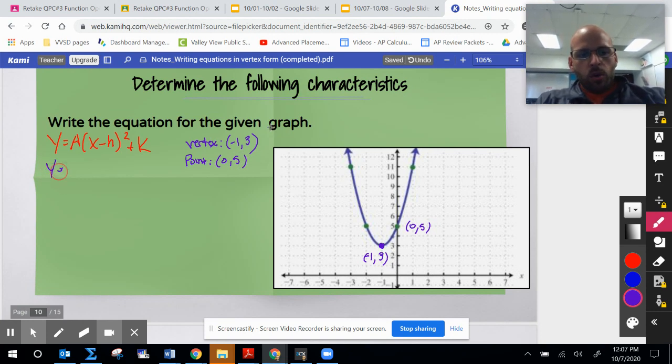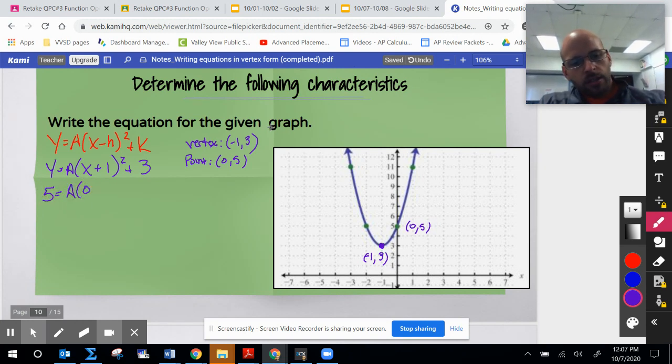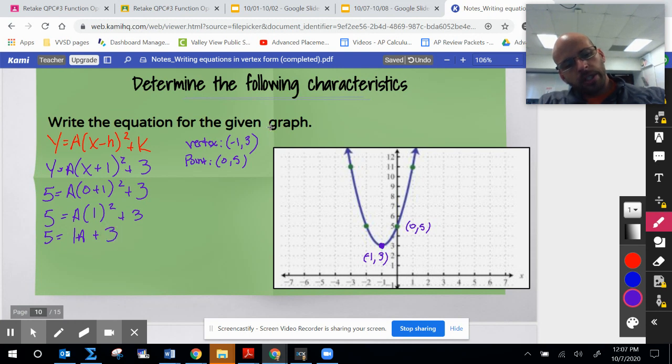So if I write my equation with my vertex, x plus 1, because remember you have to do the opposite, plus 3, because the vertex was a negative 1, so that means I have to use a plus 1 inside. Then I'm going to put the point in there, so my y value is 5, the x value is 0. So now I have 5 equals, I'm going to simplify. So 0 plus 1 is 1 squared plus 3.